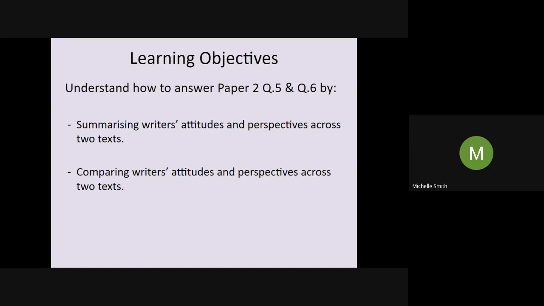So summarising attitudes and perspectives is question 5. And for question 6, we're going to be comparing the attitudes and the perspectives. The good thing is, though, when you've done question 5, it makes question 6 a lot easier because actually you've sometimes already picked out a lot of the ideas in question 5 that you can also use in question 6. And as always, we need to make sure that we are using quotes from the text and embedding them, if we can, into our points to make sure that we are backing up everything that we say. Remember, no quotes, no marks.